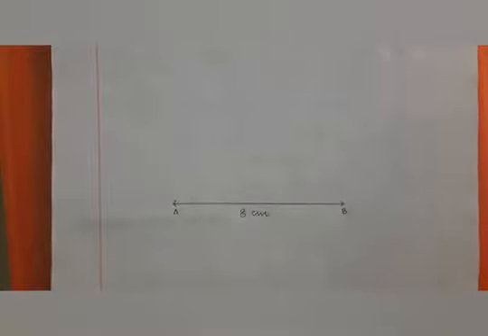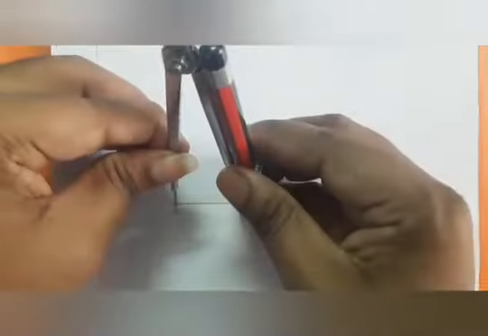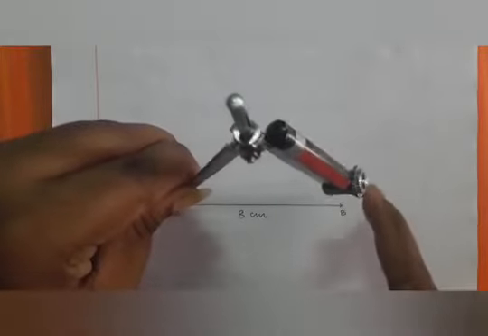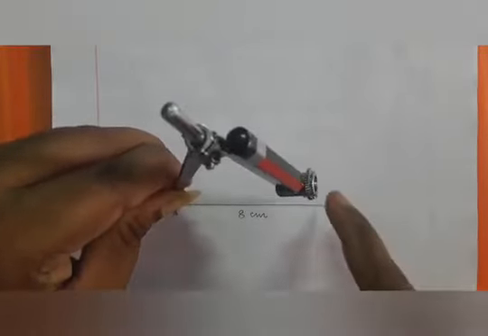Next, take your compass and place it here. Take more than half. If you don't know what is more than half, just reduce your compass size. Extend and reduce a little.